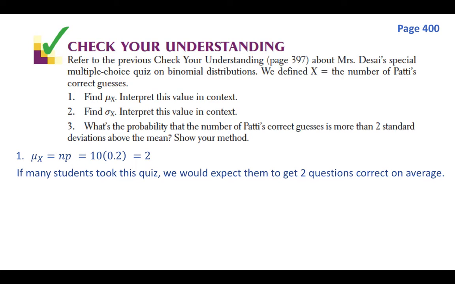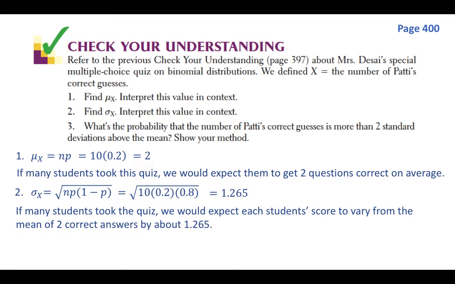correct on average. Number 2 is sigma sub x, which is the standard deviation of this distribution. That's also on the formula sheet. So we just plug n and p in, and we get 1.265. That means if many students took the quiz, we would expect each student's score to vary from the mean of 2 correct answers by about 1.265.